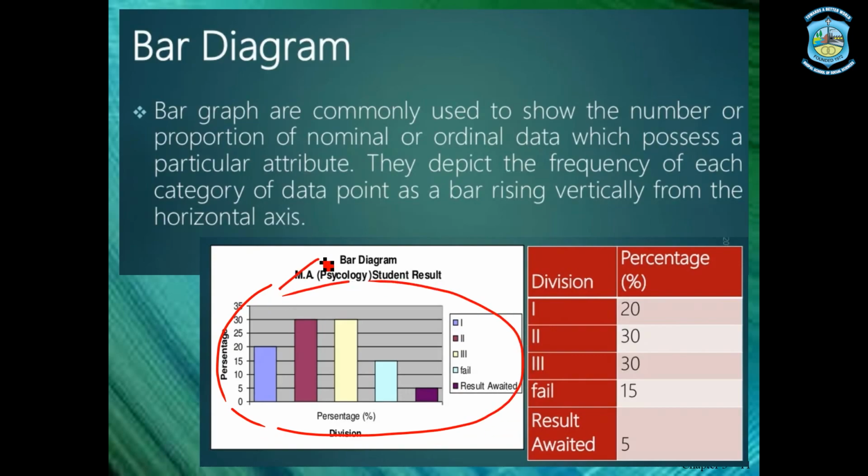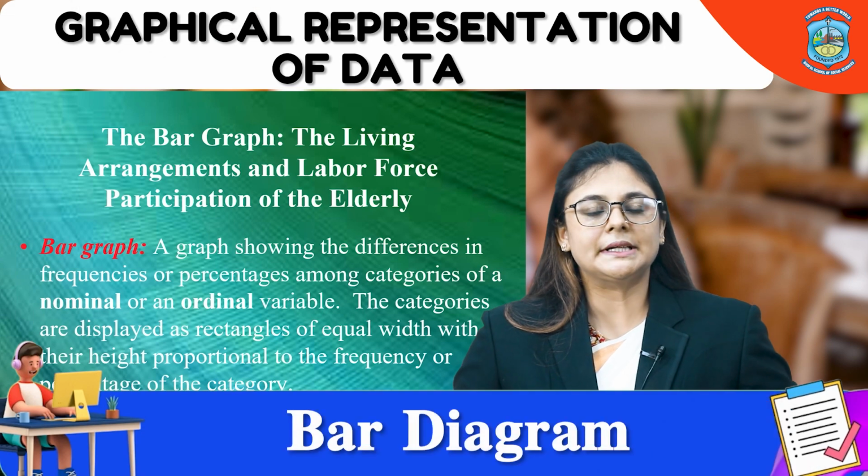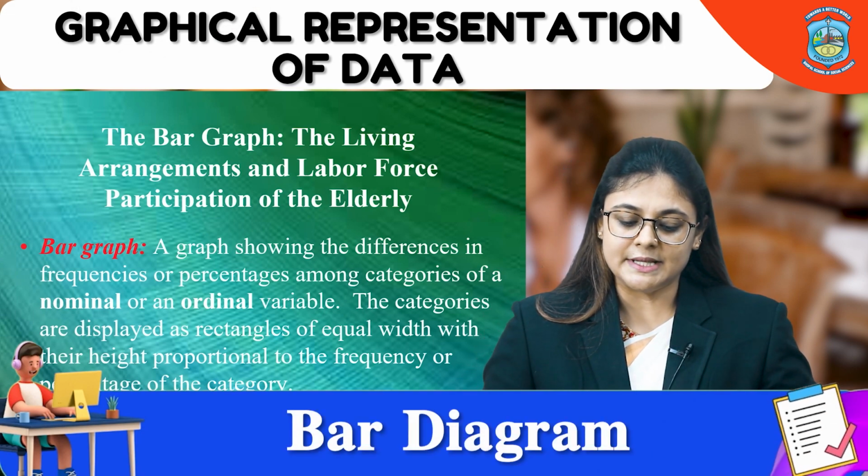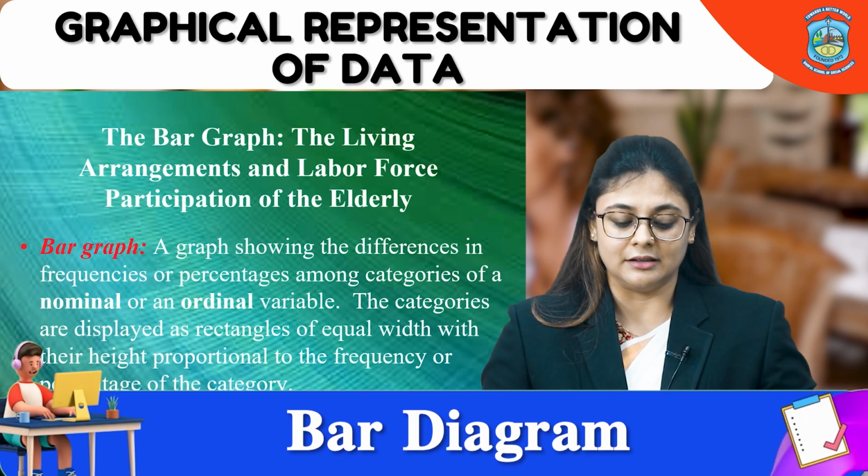Here, MA Psychology students' result is displayed. So therefore, these are the categories in which we have put the result, and this is the representation according to the color scheme. So this tabular form now gets converted into a graphical form. Let's take a quick example and understand bar graph better. We are comparing the living arrangements and the labor force participation of the elderly.